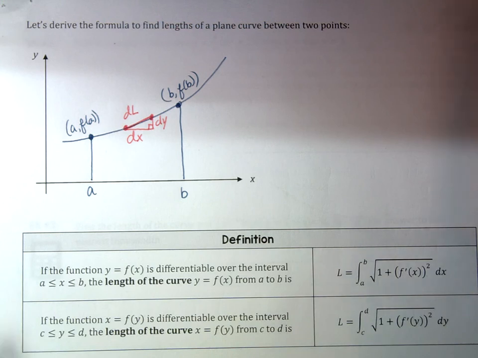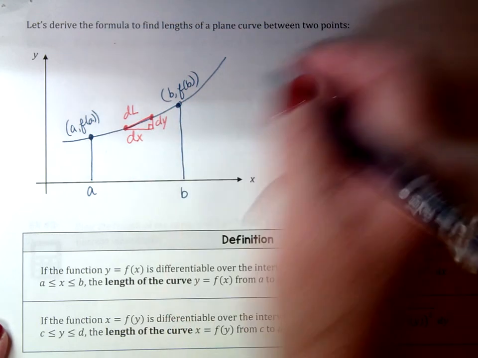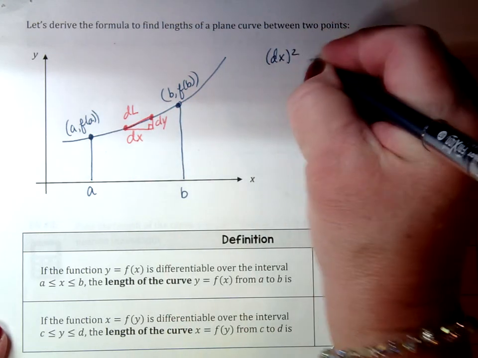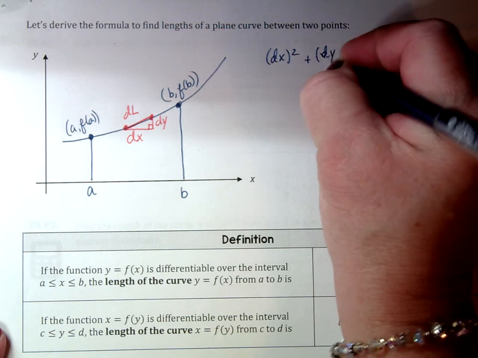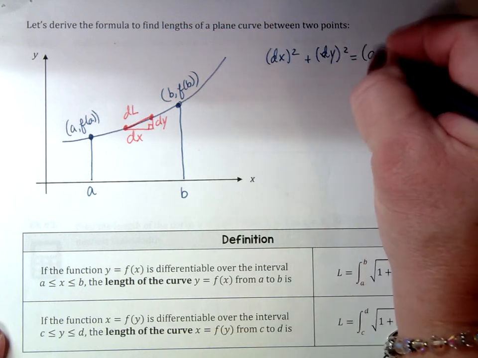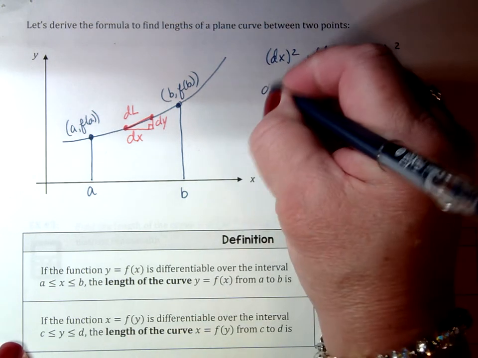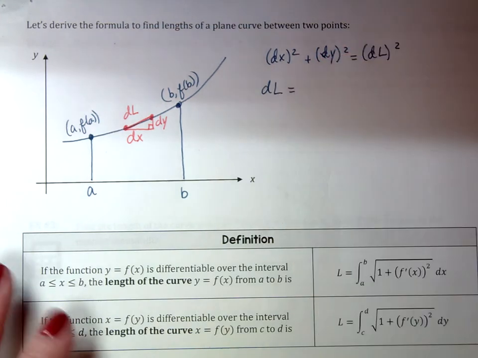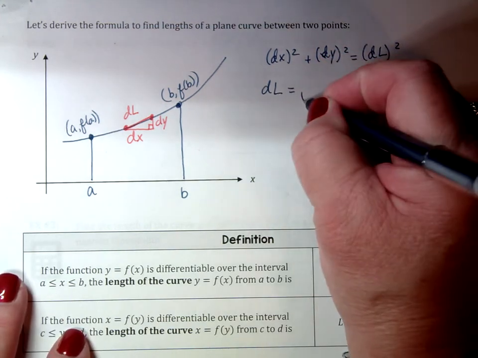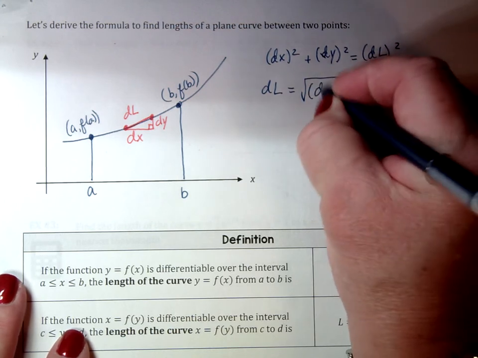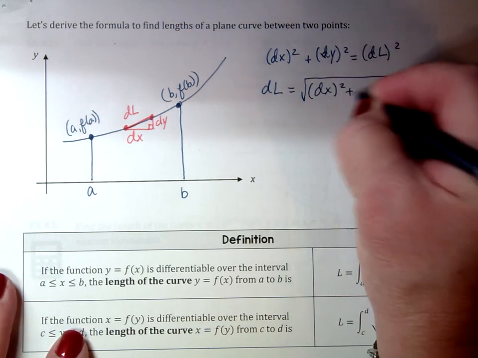Now think back to the Pythagorean theorem, right? I know that, in my case, dx squared plus dy squared has to equal dl squared, right? Pythagorean theorem. Remember, for us, we're looking at deriving the length formula. So if I took this and solved for dl, I'd have to square root both sides, which means that dl would equal the square root of dx squared plus dy squared.